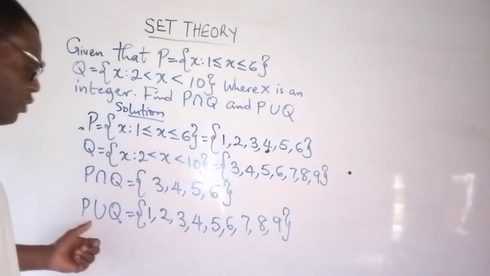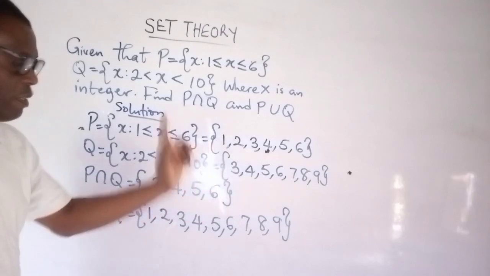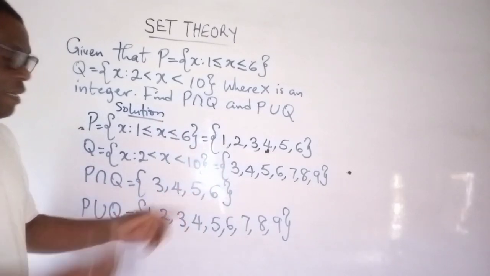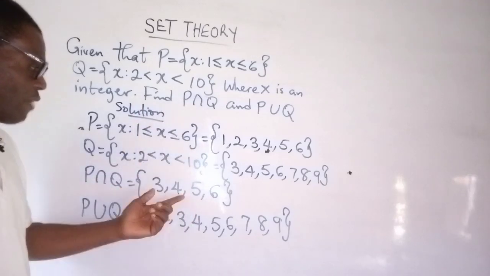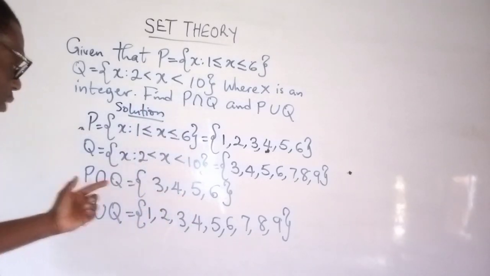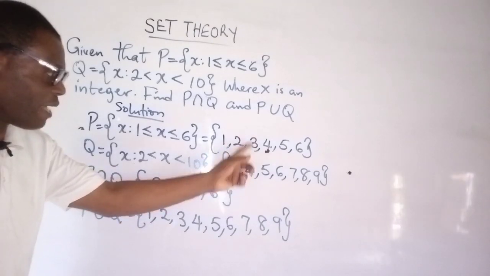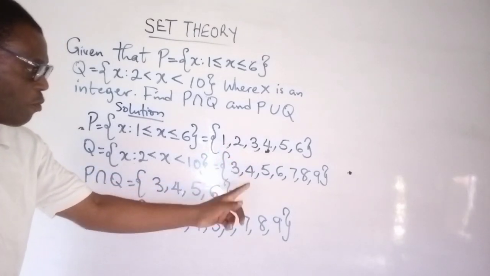In the union of a set, there will be no repetition, but in the intersection, there are the common values. That is what you get for intersection, and for the union, you pick the values and none of them will be repeated.